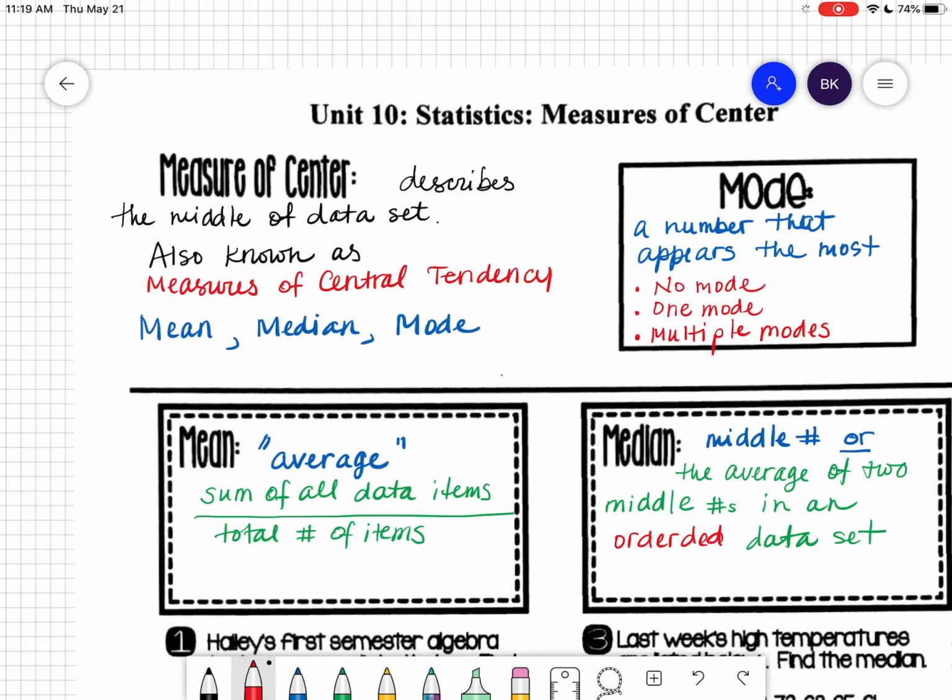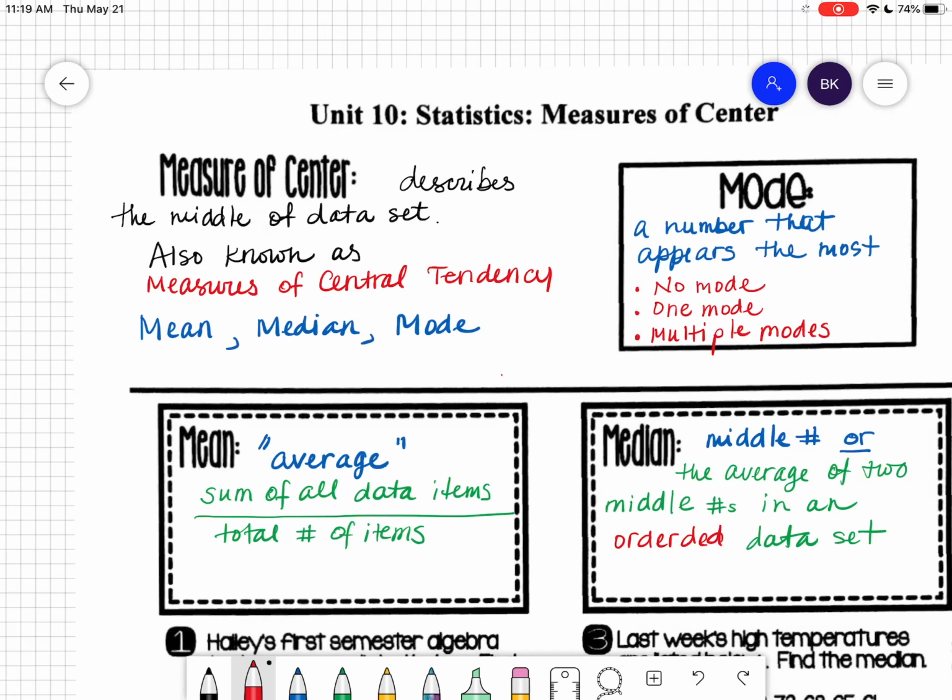Hi guys, today we are starting Unit 10, Statistics, and we will be talking about measures of center. Now all these measures help us analyze data. In this case, measures of center describe the middle of a data set, also known as measures of central tendency. And they are mean, median, and mode.